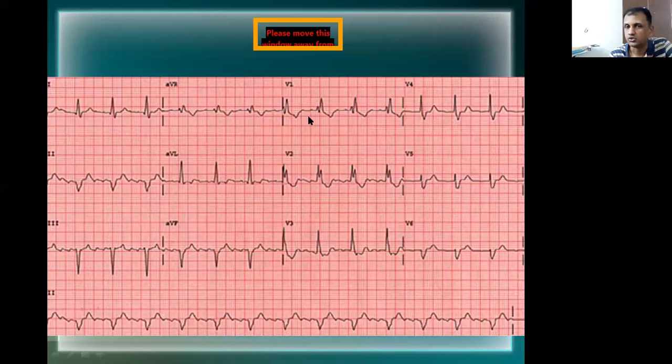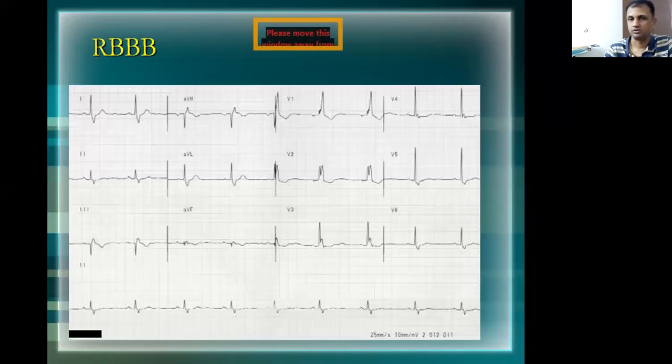So if you see deep Q waves in V1, V2 leads and the M pattern in V5, V6, that's a left bundle branch pattern. And if you're seeing an M pattern in V1, V2 and a W pattern or deep Q waves in V5, V6, then it's a right bundle branch block pattern. Just for example, here you can see it's nicely the M pattern, and there's a W pattern. It's not fully evident here anyway.